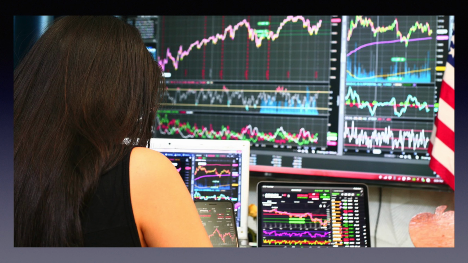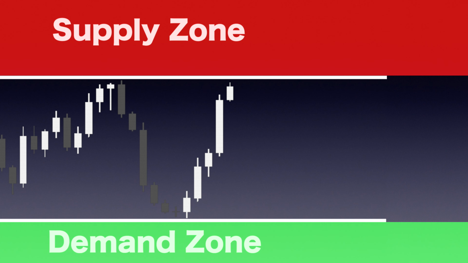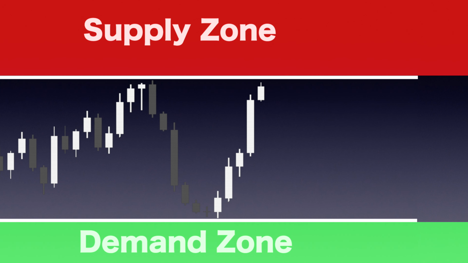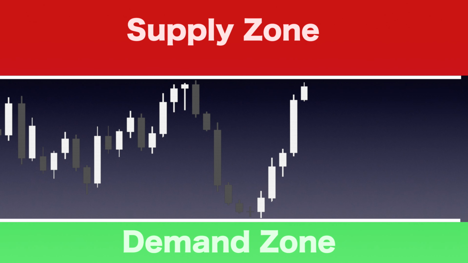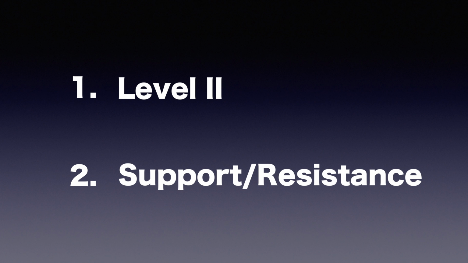You want to follow these big institutions because they're the ones moving the market, not retail traders like you and I. So how exactly do you find these zones and correctly draw them on the chart in order to increase your probability of a successful trade? We're going to focus on two things. One is the level 2, the other, and more importantly, is the support and resistance.